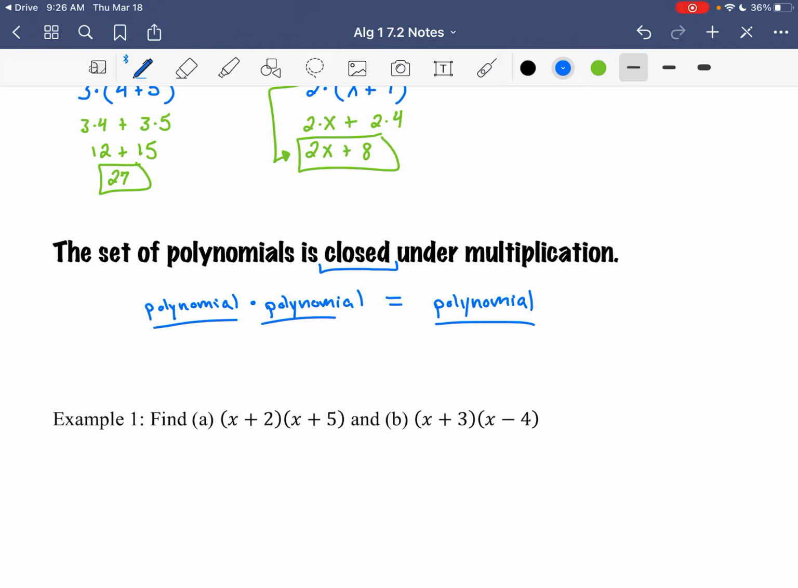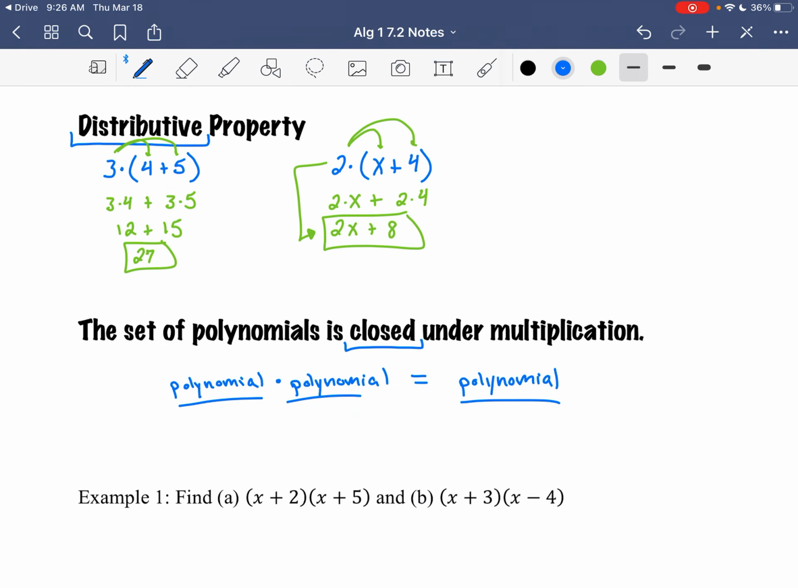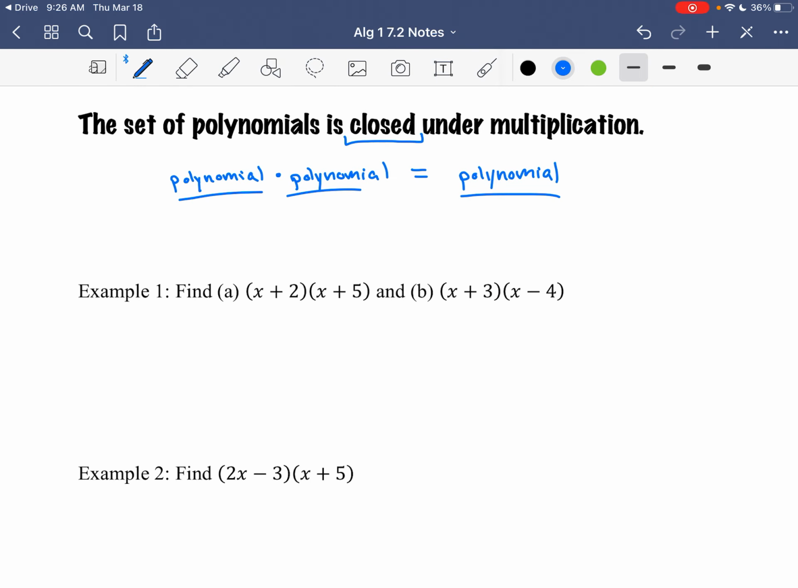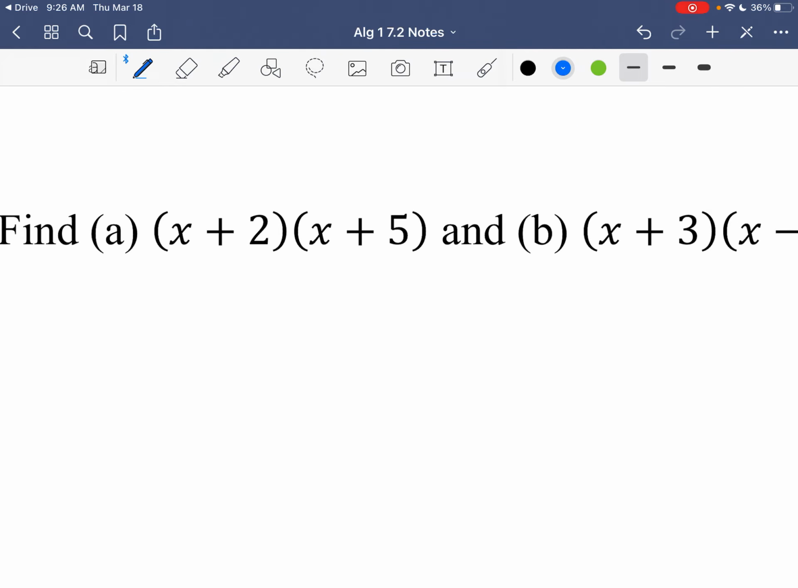So to multiply, I really like to color code because I'm going to be distributing more than once. I'm going to have to use the distributive property more than once. In this first one, I want to take x plus 2 and multiply it times x plus 5. It really doesn't matter which way you go, but I normally go with the first one. I'm going to have to multiply this x plus 5 by both the x and the 2. So really, this is just a distributive property twice problem.